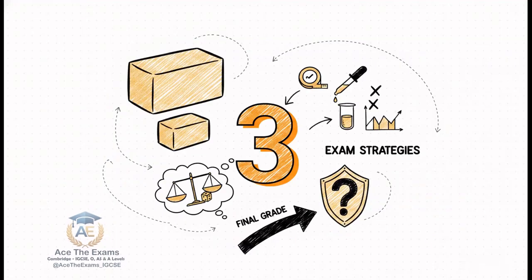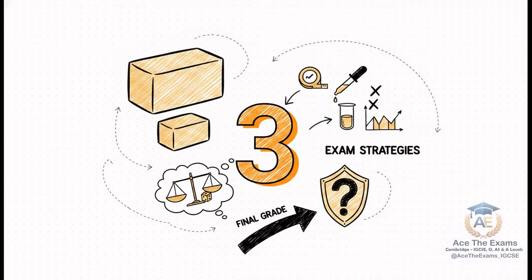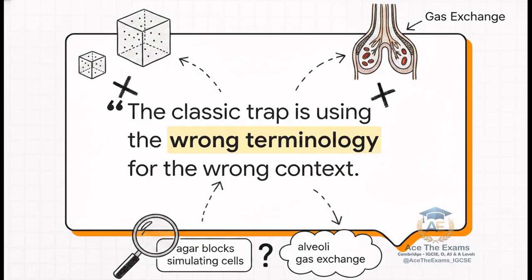Turns out, there are exactly 3 top mistakes that examiners consistently highlight in their reports for syllabus 9700 regarding agar blocks. And honestly, if you don't know what these 3 mistakes are, you're essentially gambling with your final grade. The absolute most devastating of those 3 is a classic trap, using the wrong terminology for the wrong context. This is a direct insight straight from the Cambridge Principal Examiner reports.